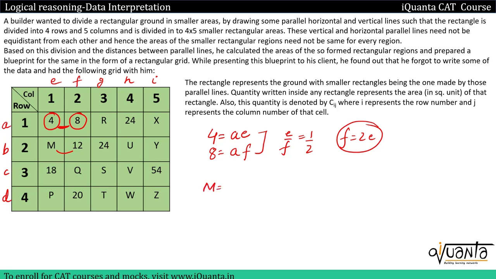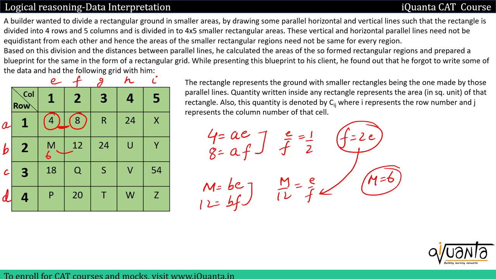So M will be written as B into E, while 12 will be written as B into F. If I divide these two, M upon 12 will give me E by F. If I put F equals 2E here, then M will be equal to 12 by 2, that means 6. So M will be 6.